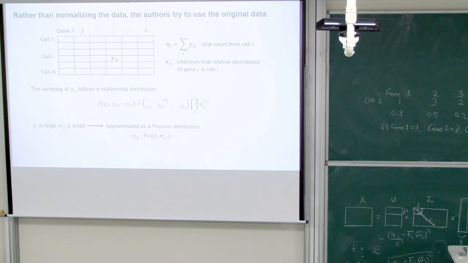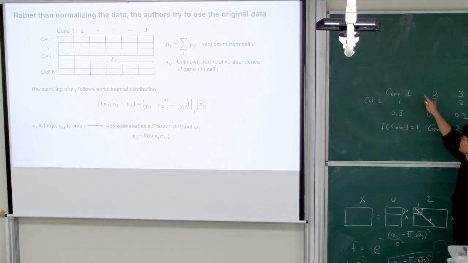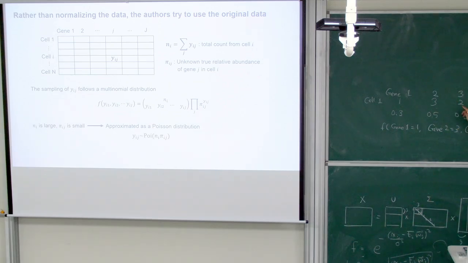So intuitively, we pick 6 genes from cell 1, and the probability of picking 1 number of gene 1, 3 number of gene 2, and 2 number of gene 3 is equal to this equation. So everyone is okay with this? Any concern?